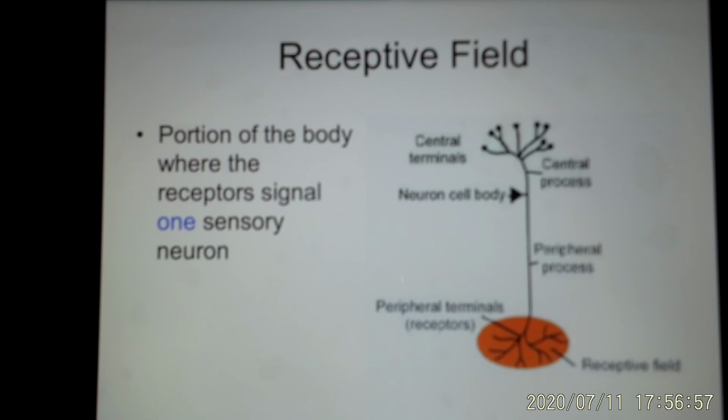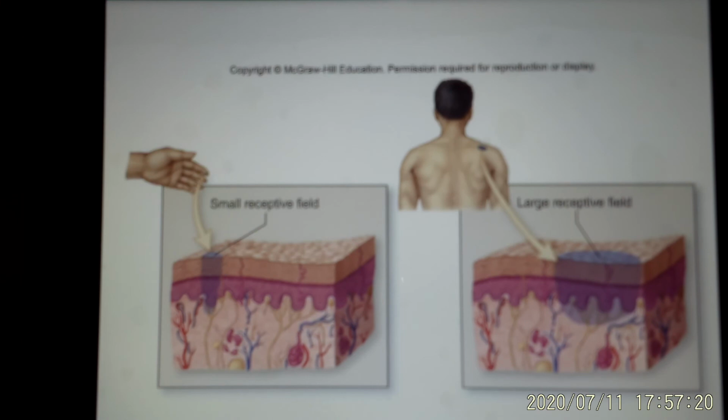Your sensory receptor has a receptive field, and the receptive field is defined as the area that the receptor picks up. So you touch this area and this receptor will be activated, and that's the receptive field of this receptor. You can have a small receptive field, you can have a large receptive field.